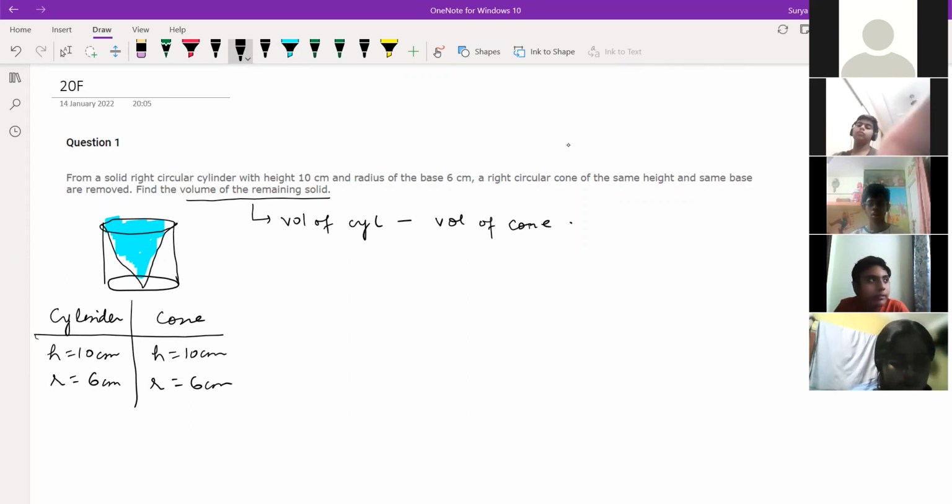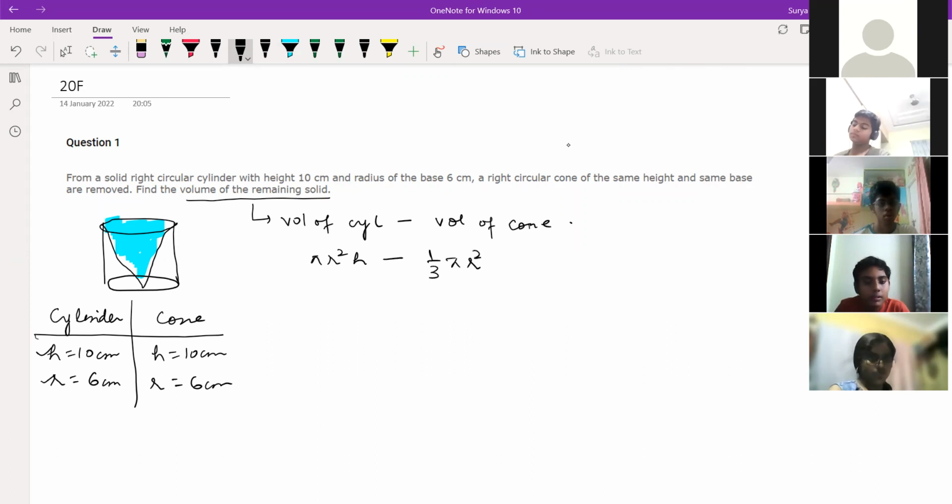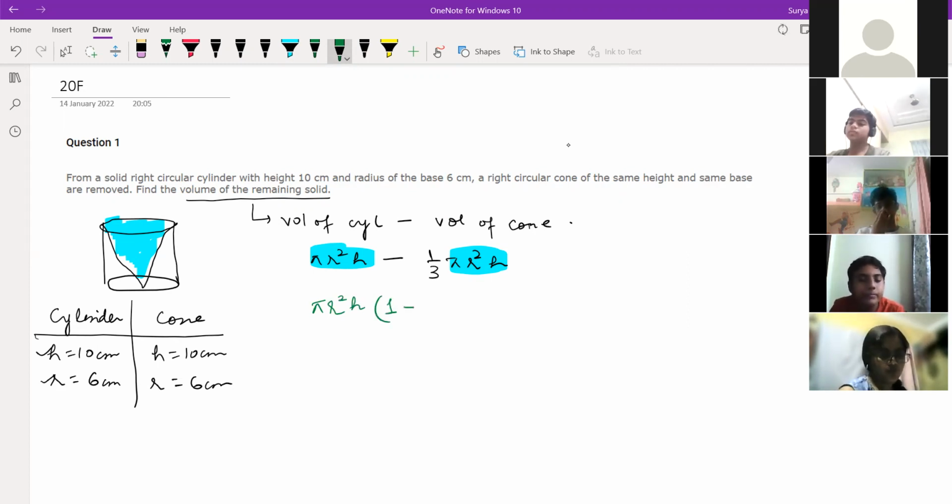Volume of cylinder minus volume of cone. Here height and radius both are same. Now see, volume of cylinder is pi r square h minus 1 by 3 pi r square h. Remember, here r and h, everything is same here and here also, because radius and height are same for cone as well as cylinder. Then we can take it common. If everything is same. If it is not same, then we have to think over it. So what we can get here, children? 2 by 3 pi r square h.